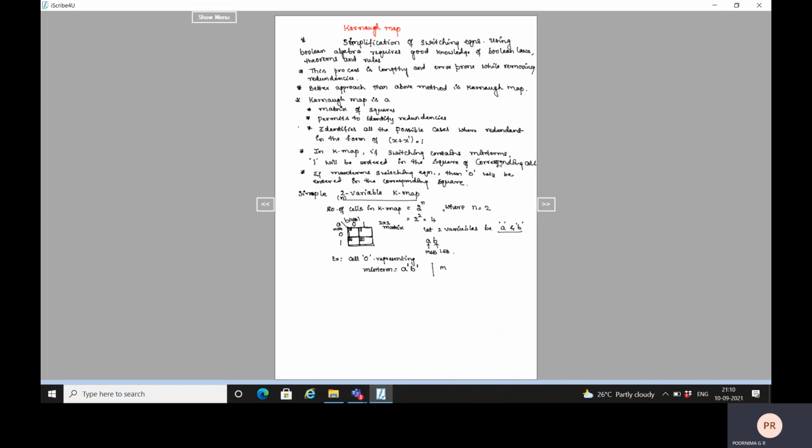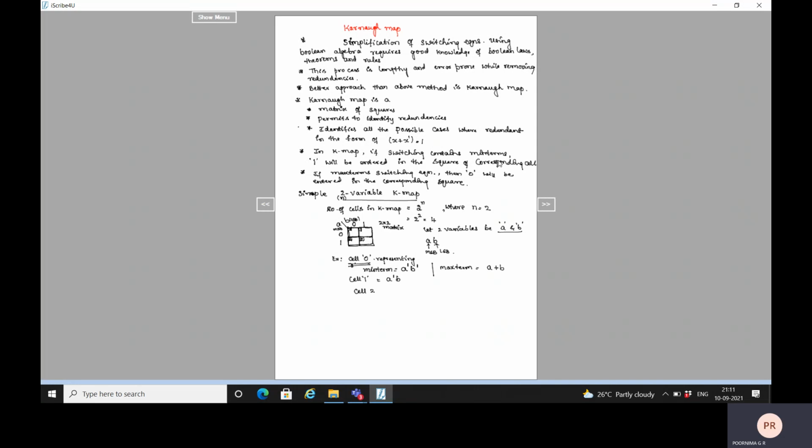Suppose it is a max term, then that particular cell, that is cell 0, represents the max term A plus B. Similarly, cell 1 represents the min term A bar B, because the variable value of the row it is assigned is A, its value is 0, and the column value, it is B, has a value of 1, hence A bar B.